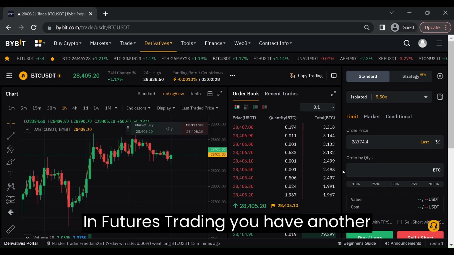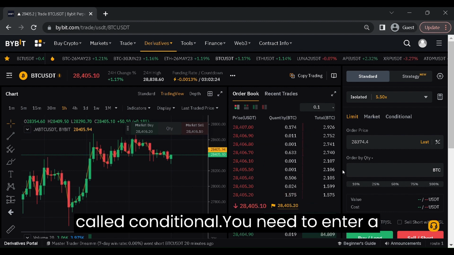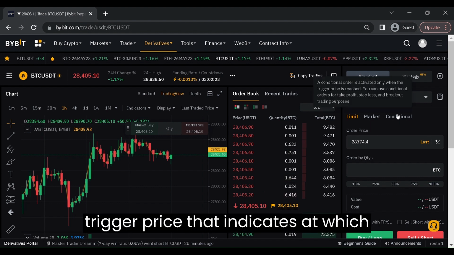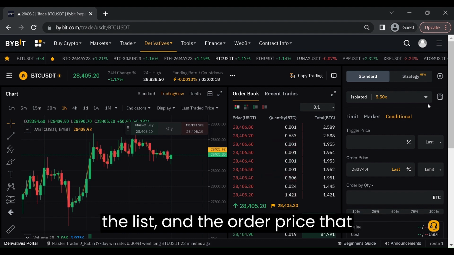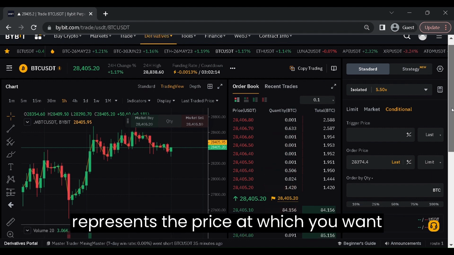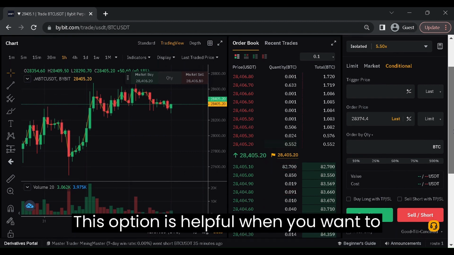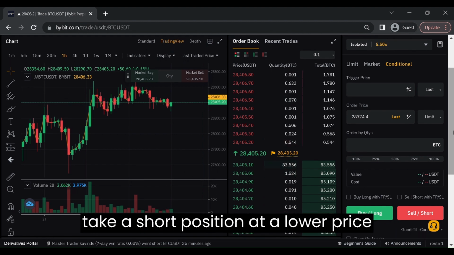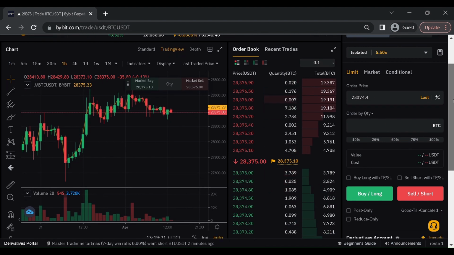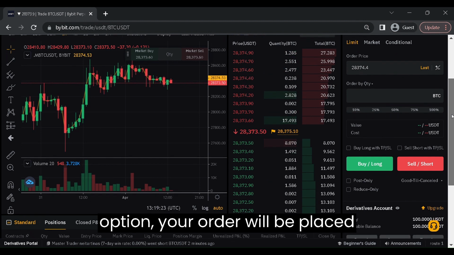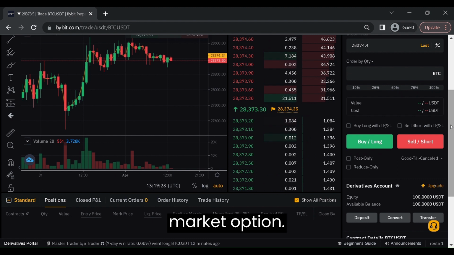In futures trading, you have another option to execute your trades, which is called conditional. You need to enter a trigger price that indicates at which exact price your trade will be placed on the list, and the order price that represents the price at which you want to buy or sell crypto. This option is helpful when you want to take a short position at a lower price, and vice versa. If you try to go short with a lower price in the limit option, your order will be placed immediately as if you had used the market option.